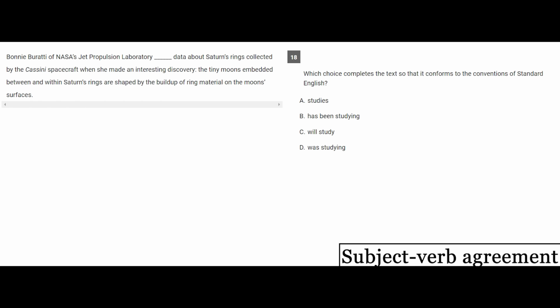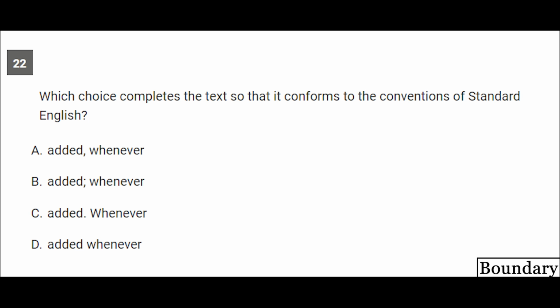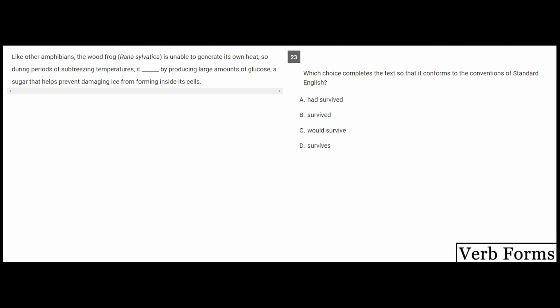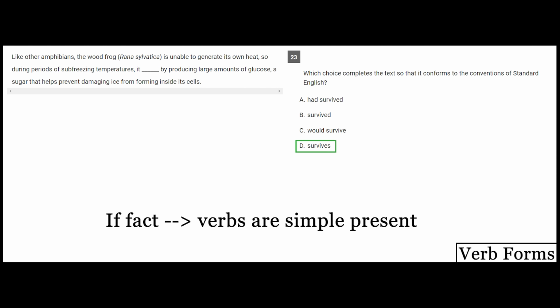For subject-verb agreement, cross out everything that precedes the word "of." If two answer choices are exactly the same, except that one uses a period and the other uses a semicolon, you can eliminate both because the SAT wants to stay 100% objective, and using one or the other can be seen as subjective. If the text is stating a fact, all verbs are in the simple present tense.